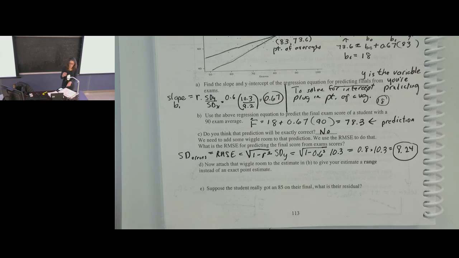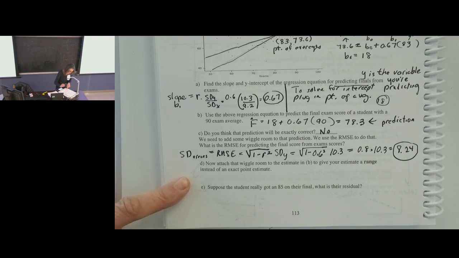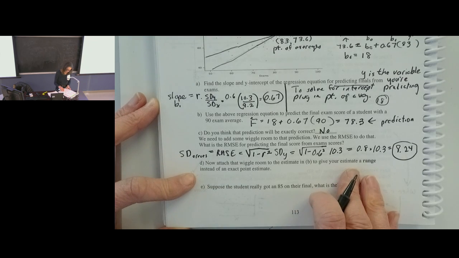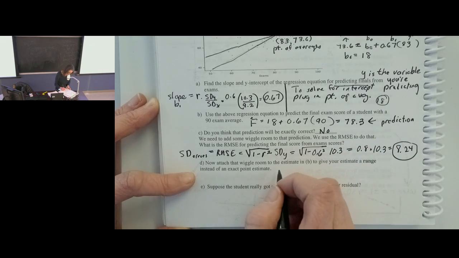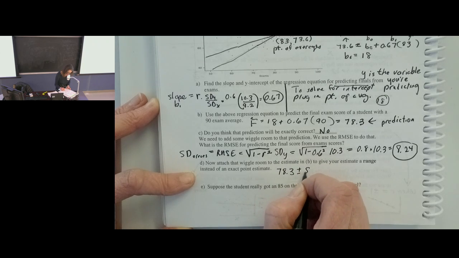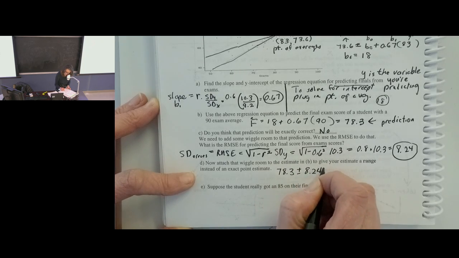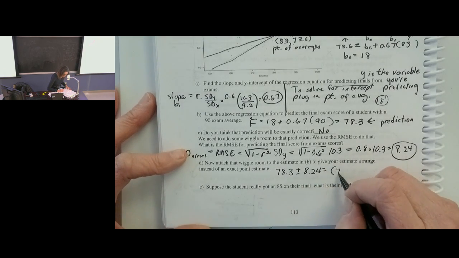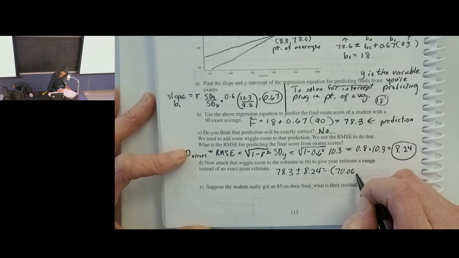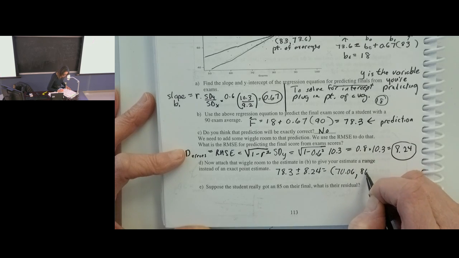Okay, so let's attach that margin of error. So now attach the wiggle room to the estimate, to give your estimate a range. Okay, so what was our estimate? Our predicted was 78.3, and we'll add and subtract 8.24, which will bring us, if you want to give it a range, 70.06 to 86.54.